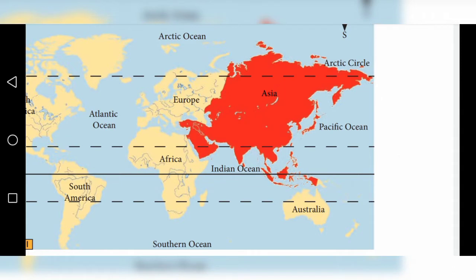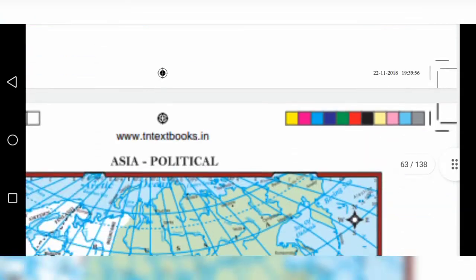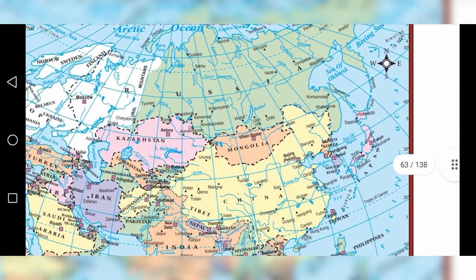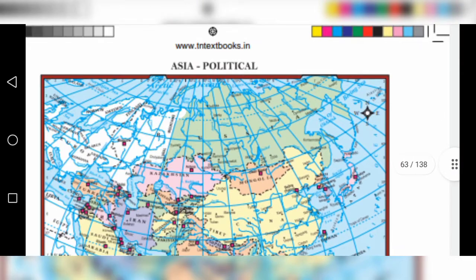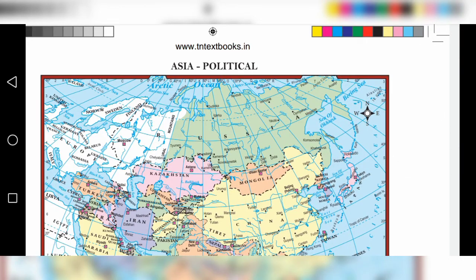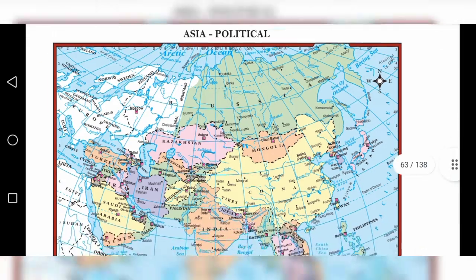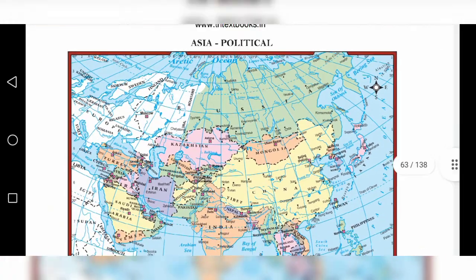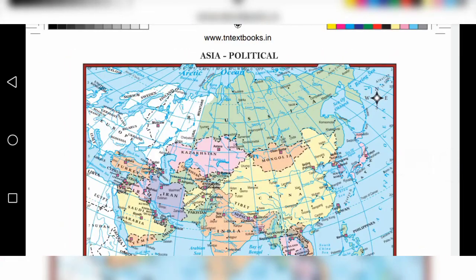what are the major groups. This is the political map of Asia. So there are 48 countries present in Asia. So Asia is the big continent. Already we studied, no, it's the largest continent. In the largest continent, there are 48 countries present in the Asian continent.